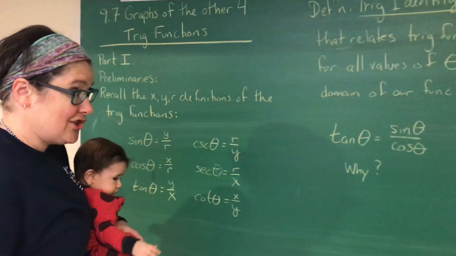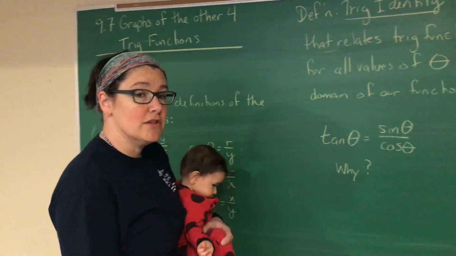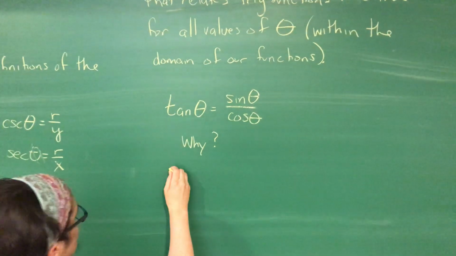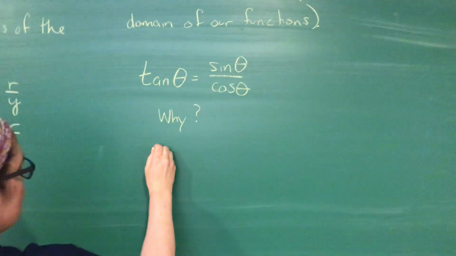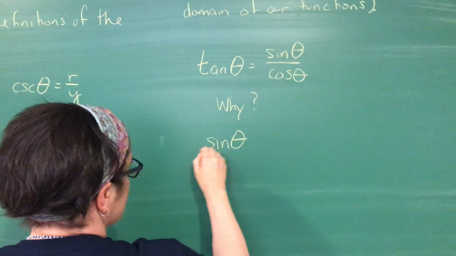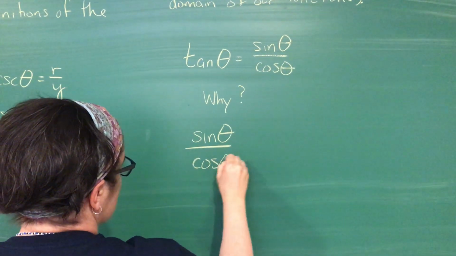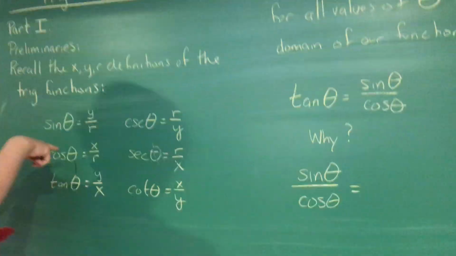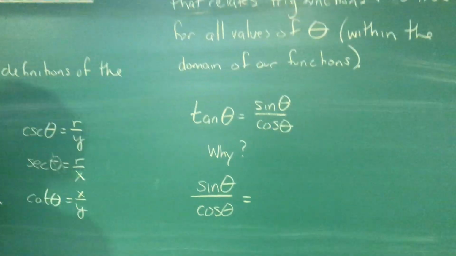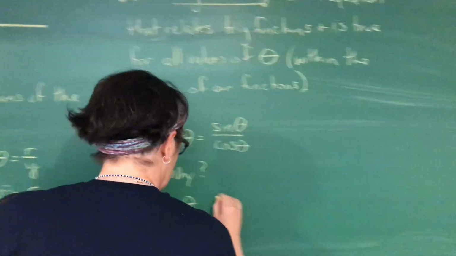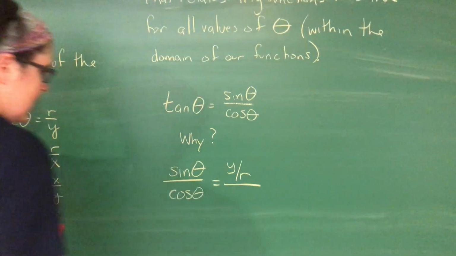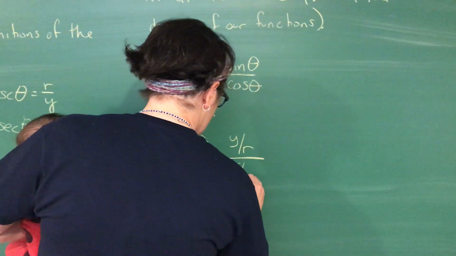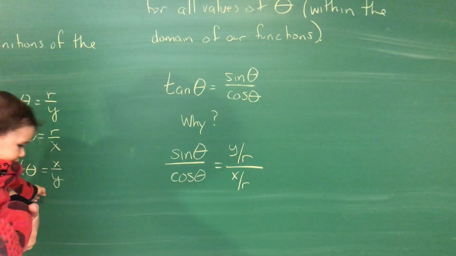Well, one way that we can show that this equation or this identity is true is by deriving the identity. And so the way that we do that is we start with maybe the more complicated side of this identity. So the more complicated side is sine of theta divided by cosine of theta. Cool. Now, here's where I need these definitions. So the thing is, I know that sine of theta is y over r. And I know that cosine of theta is x over r.